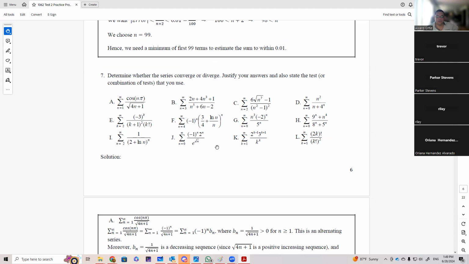Okay, so I want to make a small mention. One of the series here that is interesting will be h, this 9 to the n plus n to the 4 over 8 to the n plus 5 to the n. My initial thinking is that this is likely something that is divergent, just because the dominant term seems to be this 9 to the n, and this is on the top. This is on the top. So I think this is a divergence here.